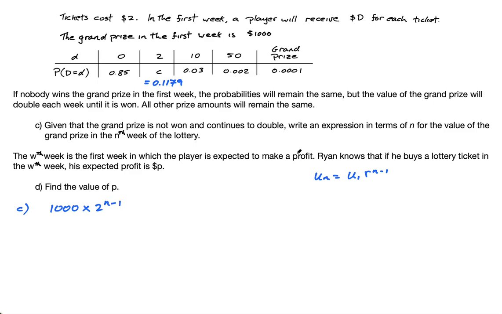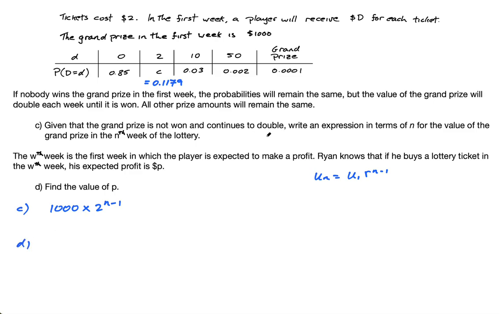So that's the answer. And you can just check to make sure you're right. If you sub in 1, do you get 1,000? And you do, because it's 1,000 times 2 to the power of 0, which is 1,000. If you sub in 2, it should double, which it does, because it's 1,000 times 2 to the power of 1, which is 2,000, and so on. So that's part C. Not a bad question at all.